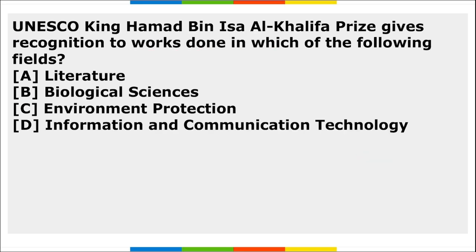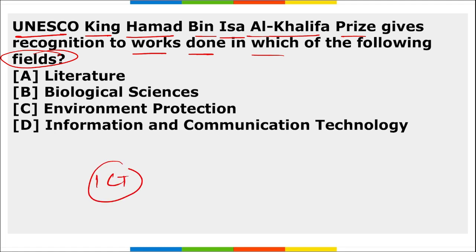Alright, moving on. The UNESCO King Hamad bin Isa Al Khalifa Prize was recently given in recognition of work done in which of the following fields? So this award, UNESCO's King Hamad bin Isa Al Khalifa Prize, gives recognition to work done in which particular field? This is the question asked here. So in the field of information and communication technology, that is ICT, this particular award is given. Important, you have to remember. So the correct option here is option D.